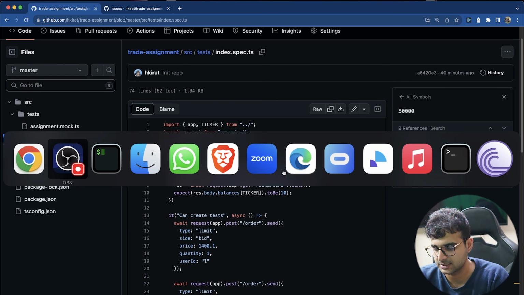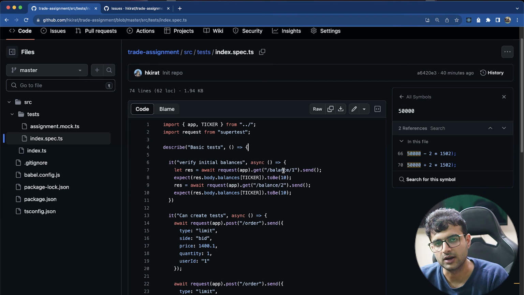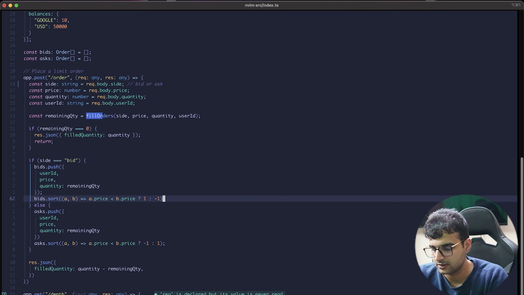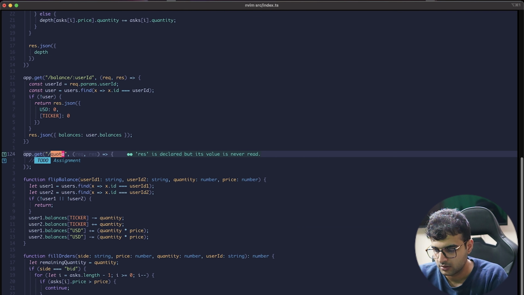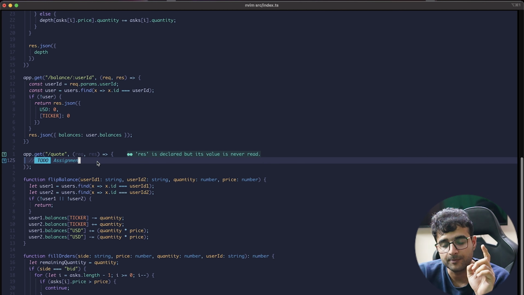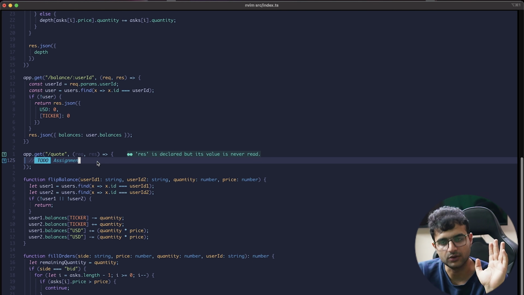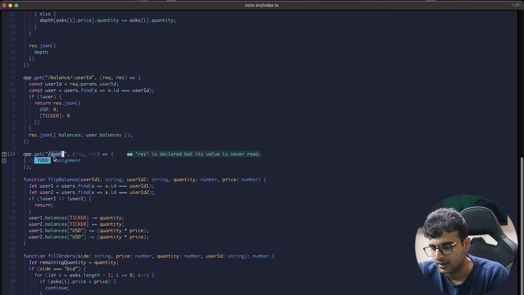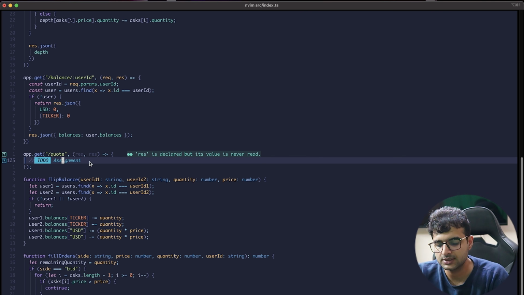The assignment is, we only have a market order right now. And there is an endpoint that's sort of yet to be implemented, which is the quote endpoint. The user will hit this with a market order: I want to buy 10 stocks of Zerodha or like Google. This endpoint needs to return the price for each stock, or the average price of each stock, if you want to buy 10 Google stocks.